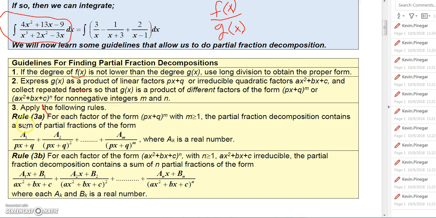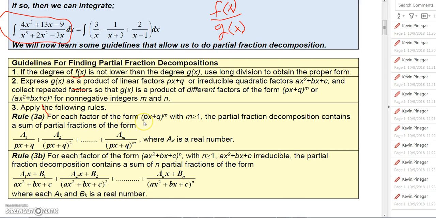Okay, so let's say 3a. For each factor of the form px plus q to the m, assuming m is greater than or equal to 1, the partial fraction decomposition contains a sum of partial fractions of this form. So basically, you're going to have A1, that's a constant, over px plus q, then A2 over px plus q quantity squared, and then so on until you get another constant over px plus q to the m.